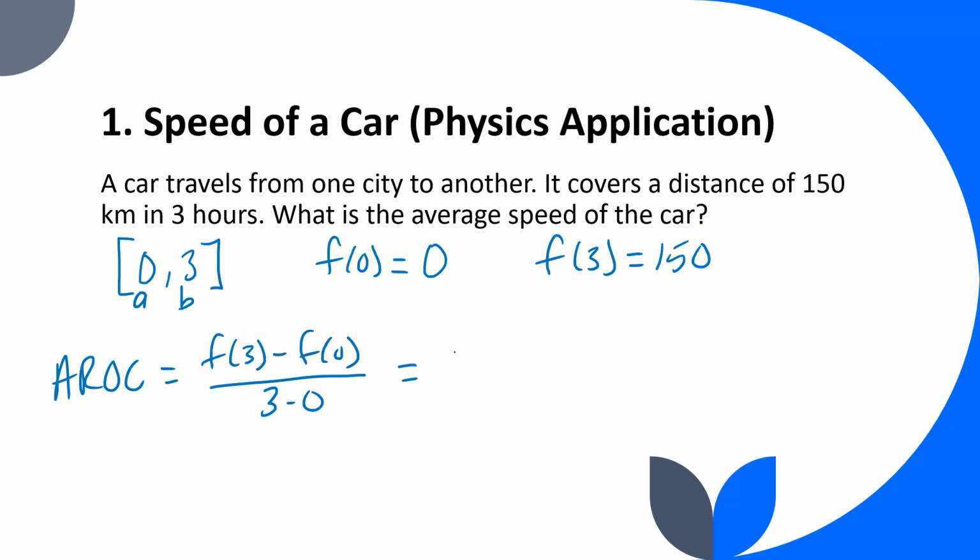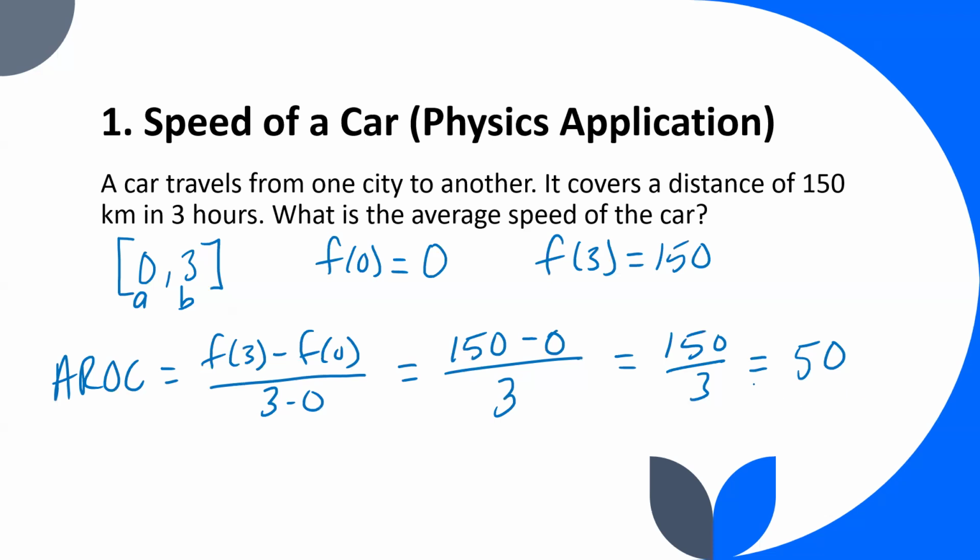Well, f of 3 is what? 150. f of 0 is 0. 3 minus 0 is 3. So in this case, I've gone 150 over 3, which equals, what is my speed? 50. Thank you. 50.